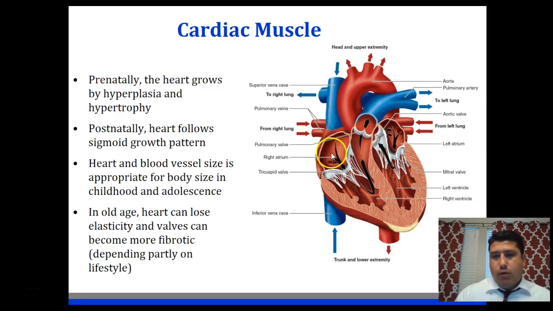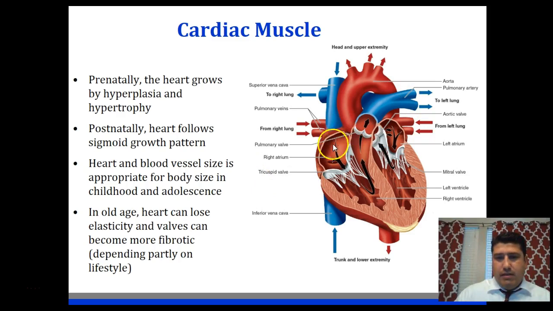So the heart itself is a 4-chamber system. You have the 2 atria up top, the plural for atrium is atria, and then you have the 2 ventricles on the bottom. So altogether we have 4 chambers of the heart. That's why we have a 4-chamber 2-pump system.